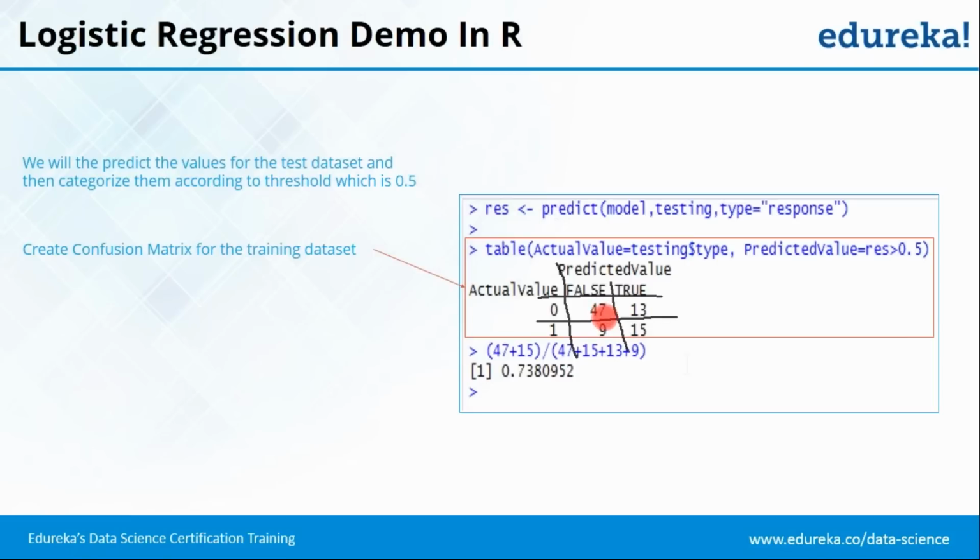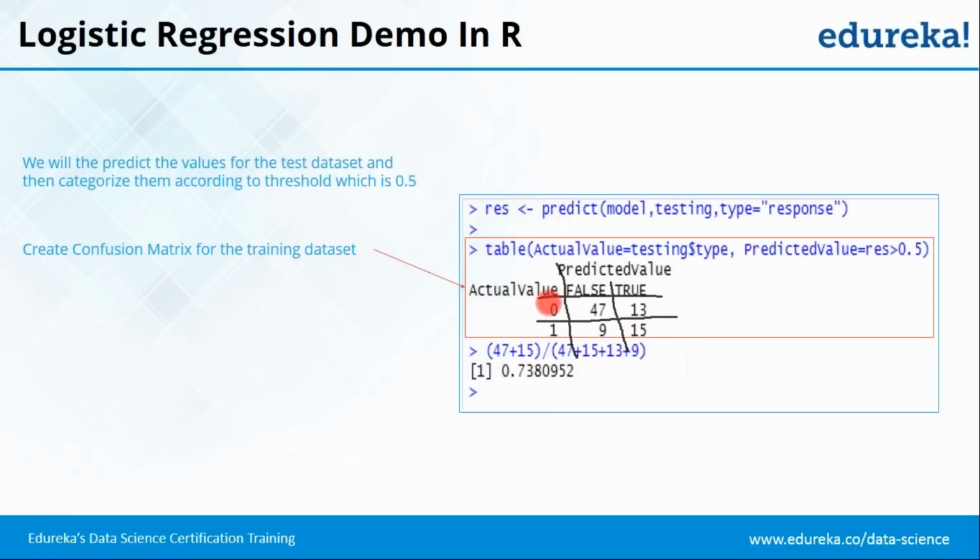Now if you were to find the accuracy in this case, the formula is basically the right diagonal. This is the right diagonal. So 47 plus 15 divided by every record in the confusion matrix. Now why is this? Let me explain. When my actual value was 0 and my predicted value was also false, 47 is the number that I predicted correctly. Again, when my actual value was 1 and the predicted value was also true, 15 was the number. So 15 is also correct.